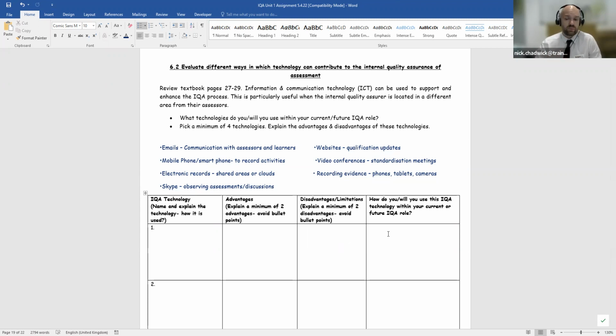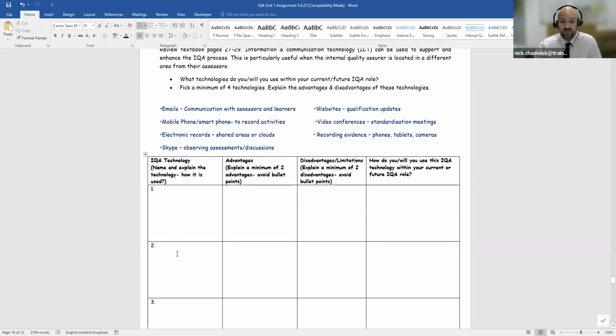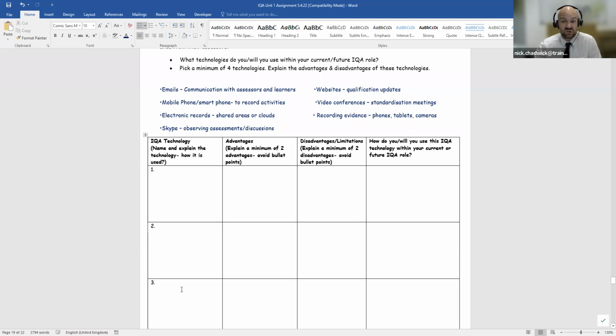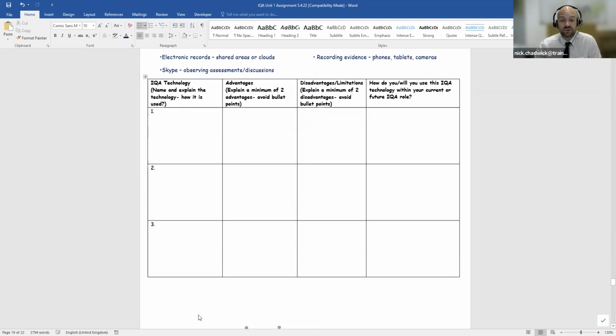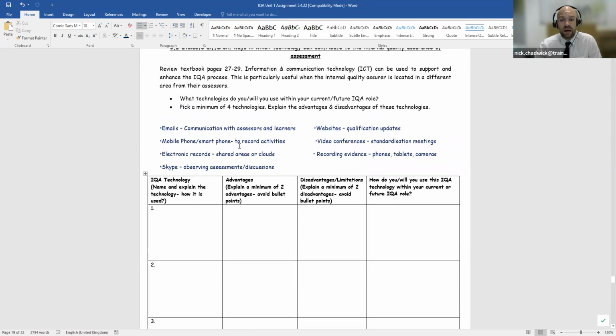So have a look at textbook pages 27 to 29. We have a range of different bullet points there. And just on our template here, we have some different examples. So you could write emails, mobile phones, Skype, Zoom or Teams, for example, and also websites as well. So we're just picking out some different technologies and reflecting on the advantages and also limitations of each one, and how you will use this technology within your IQA role.